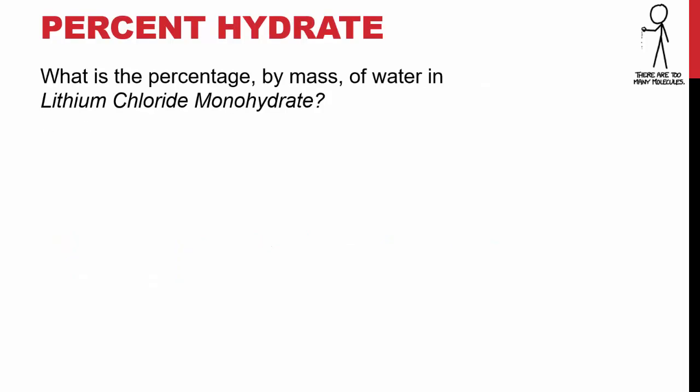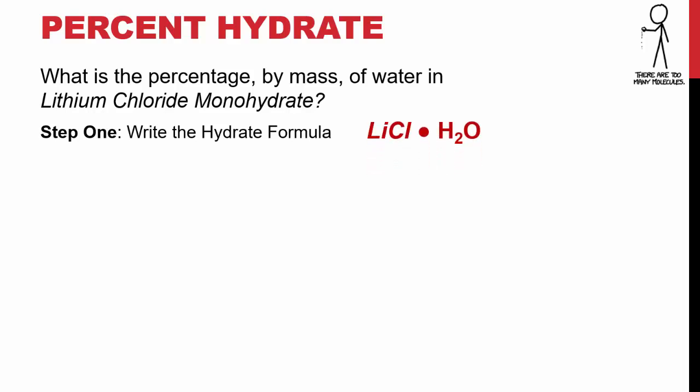So let's find the percentage by mass of water in lithium chloride monohydrate. Remember, step 1 is to write the hydrate formula. So we have lithium chloride, which is LiCl, the big dot, which represents the hydrate, and monohydrate, which means we only have 1 water.